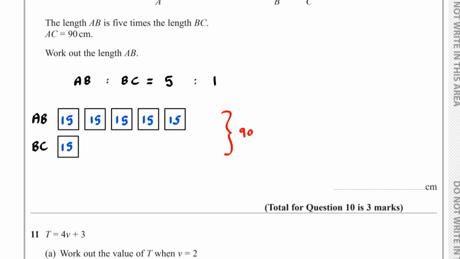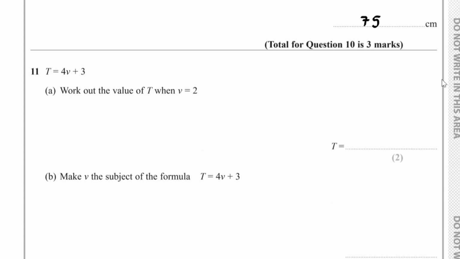So for AB, we've got 15 times 5, which is 75. And for BC, well, we've just got 15. So the length of AB is 75 centimeters.